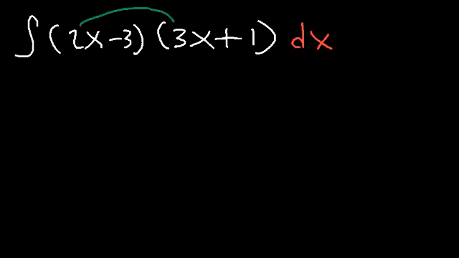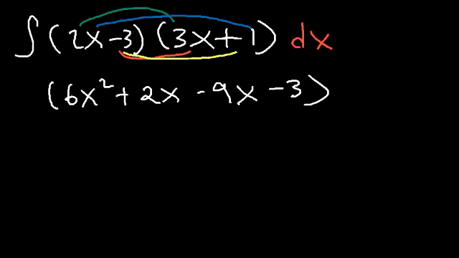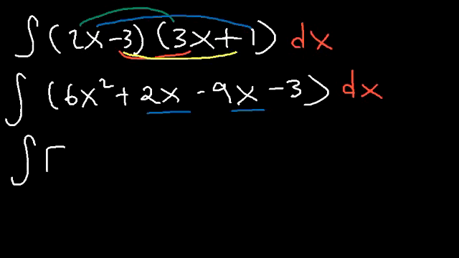2x times 3x is 6x squared. And then 2x times 1, that's 2x. Negative 3 times 3x is negative 9x. And finally, negative 3 times 1 is negative 3. Now, before we integrate, let's combine like terms. 2x minus 9x is negative 7x.